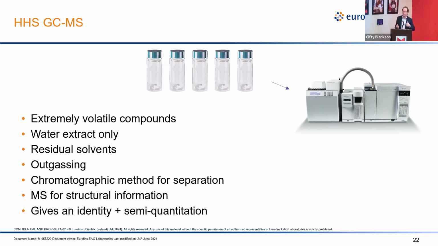Volatile things we're used to are probably smells and fragrances and flavors, right? So what this does, and you can do it for that kind of work too, you have it in the water, you heat the water, then out of the solution, it's into the gas phase. Then you sample the gas phase and see what's in it. And so you can go very, very low in terms of your detection level. And this kind of covers residual solvents, outgassing issues, stuff you can see. Again, it's a chromatographic method, that's structural information, gives an identity, and semi-quantity.